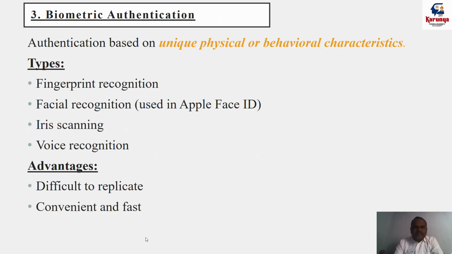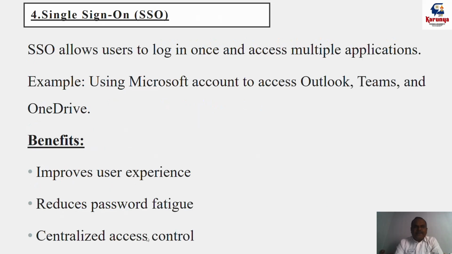What are the advantages when we are using biometric authentication? It is difficult to replicate, and it is convenient and fast, along with different behavioral characteristics. So this is the third one, biometric. And the fourth one is called SSO, single sign on.